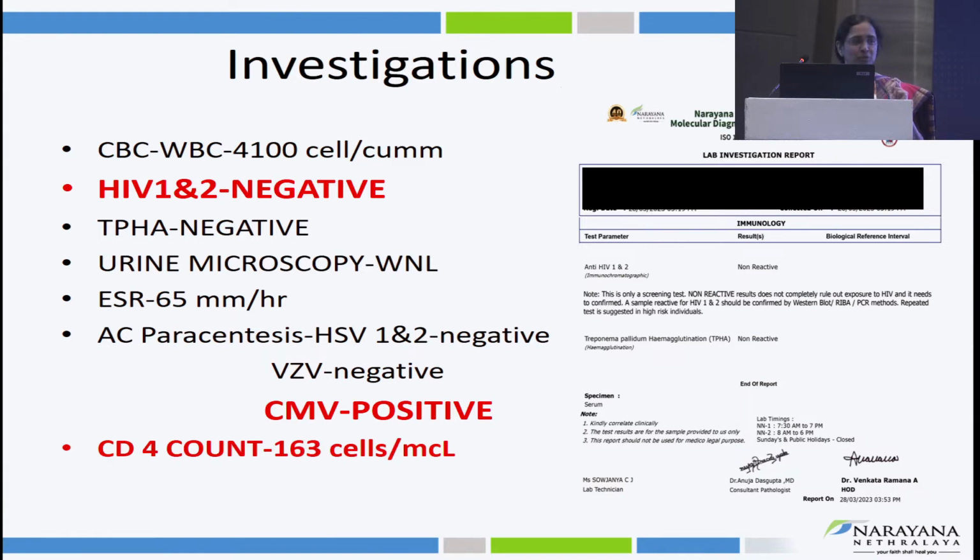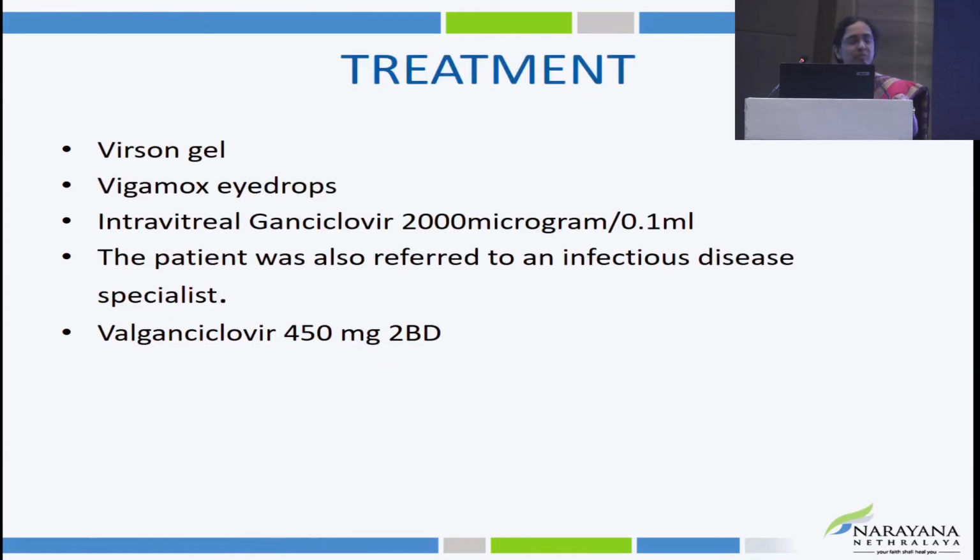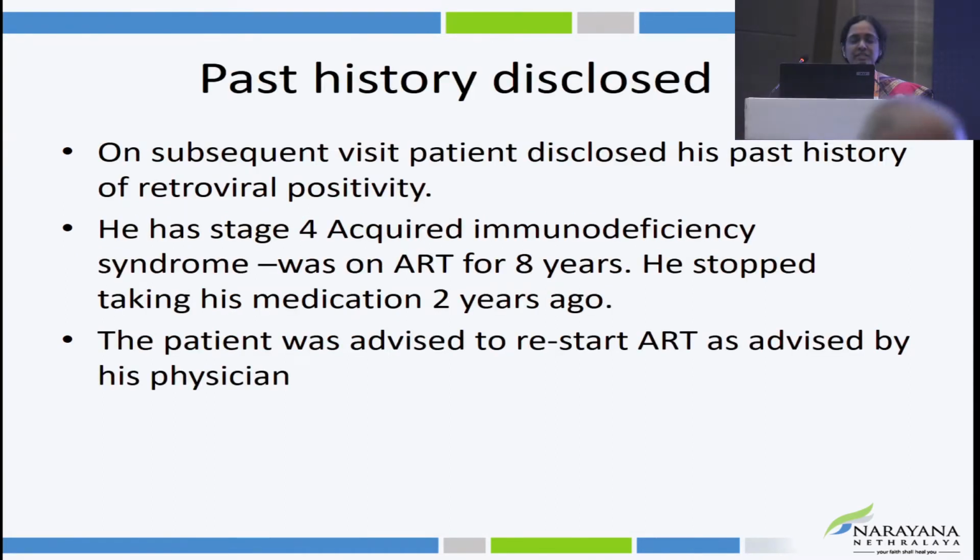CD4 count was low, 163. Clinically the picture looks like HIV, but the patient says no systemic history. Serological came negative. We started the patient empirically, presuming it's CMV retinitis, on topical, intravitreal and systemic ganciclovir therapy after clearance from the infectious disease specialist.